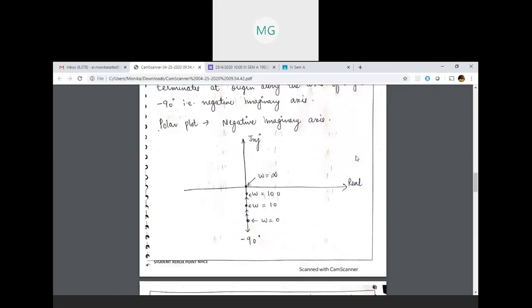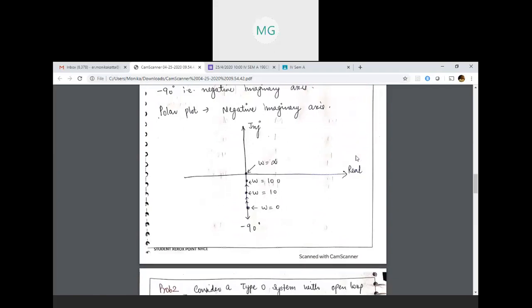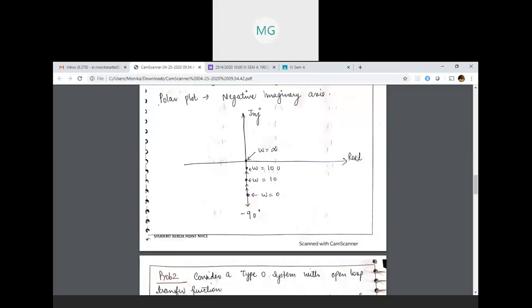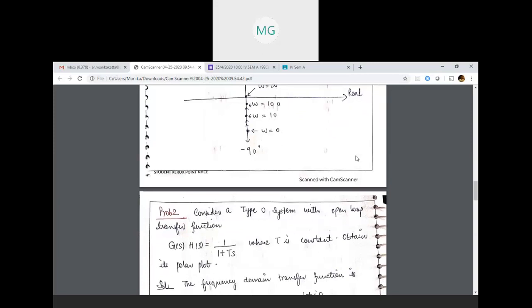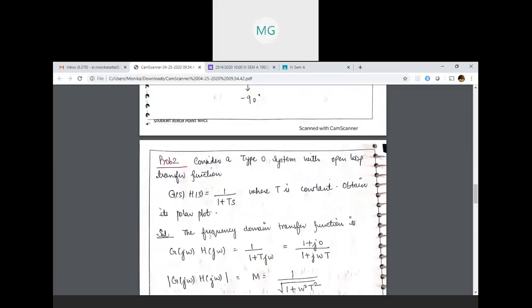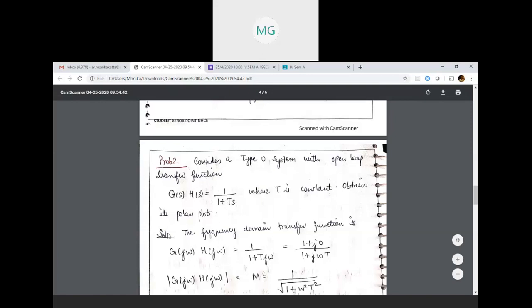Okay, so this question I have taken just to make you understand the procedure of drawing the polar plot. In question number 2, we will take care of a few more points. So consider a type 0 system, open loop transfer function G(s)H(s) equals 1 upon 1 plus Ts, where T is constant. Obtain its polar plot.